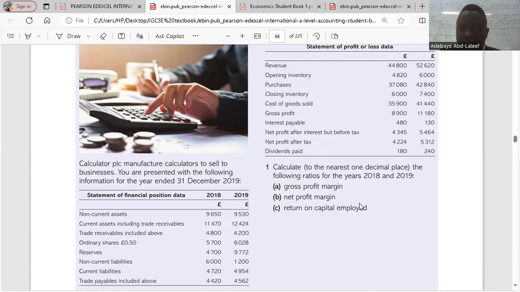Same goes for 2019. For 2019, we have the gross profit of 11,180 divided by the revenue, which is 52,620 multiplied by 100. The net profit will be net profit after tax, 5,312 divided by the revenue, 52,620. Then our return on capital employed will still be the same: gross profit minus net profit after interest but before tax, divided by the issued shares plus non-current liabilities plus reserves. So that is how we calculate profitability ratios. Our profitability ratios are gross profit margin, net profit margin, and return on capital employed. Thank you.